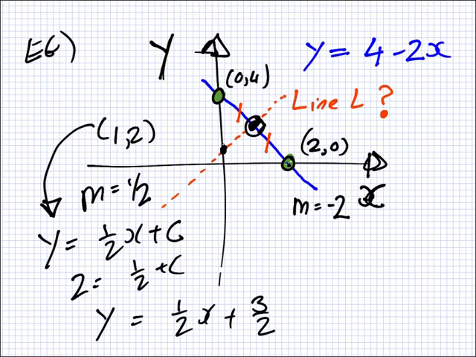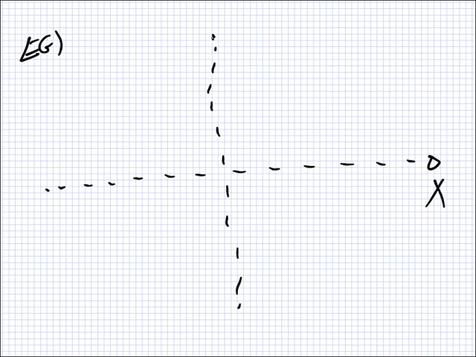Okay, let's have a look at another one now. So, example. That's x. That's y. Let's draw a line here. Let's make this one, I don't know, y equals 10 minus 2x.